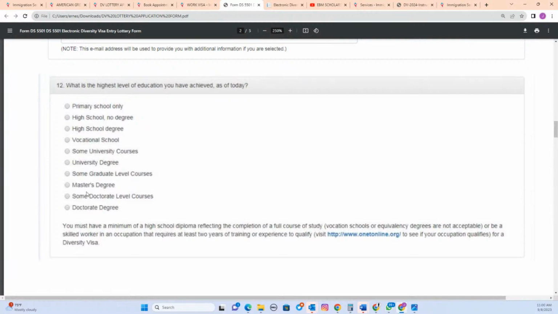So put in the correct education level. But I want to tell people who are current university students, because I've seen those, they get confused. They say, oh, I'm in high school, I have high school, while you are in university. Select some university courses, meaning currently you are in university.